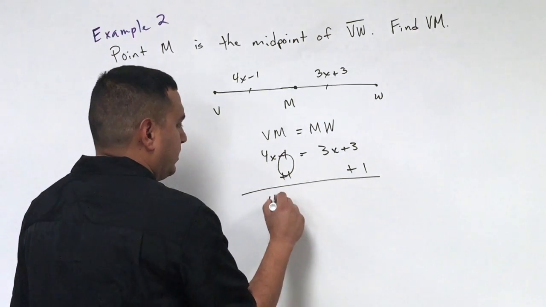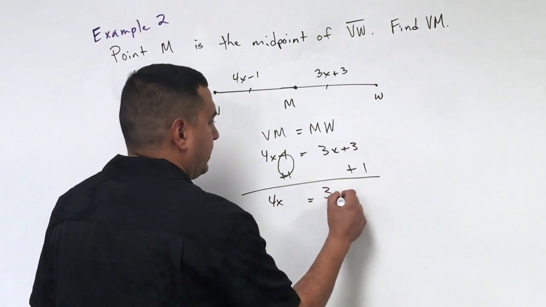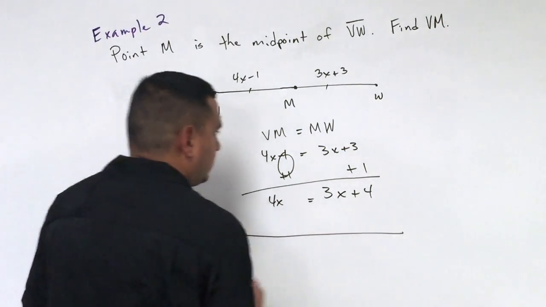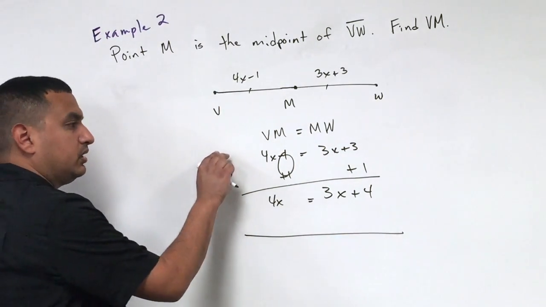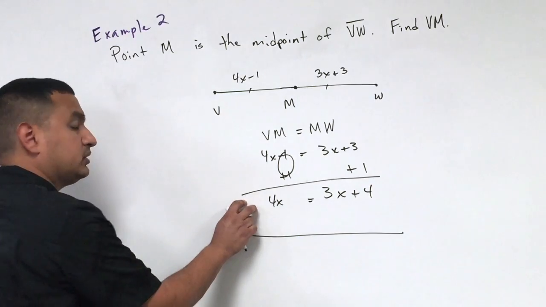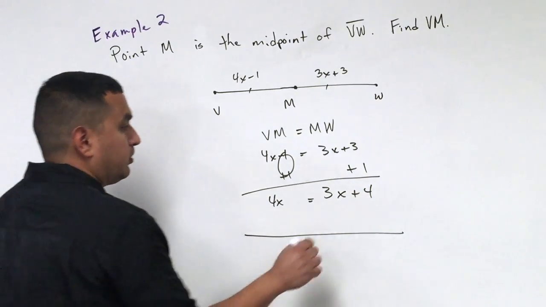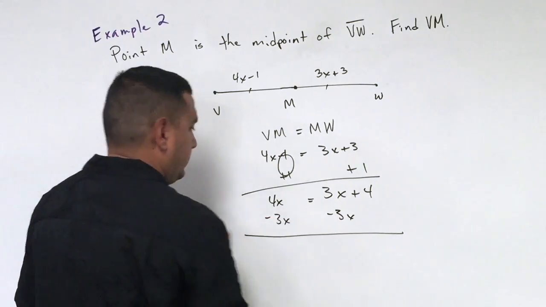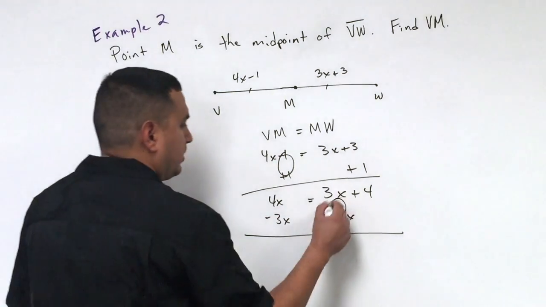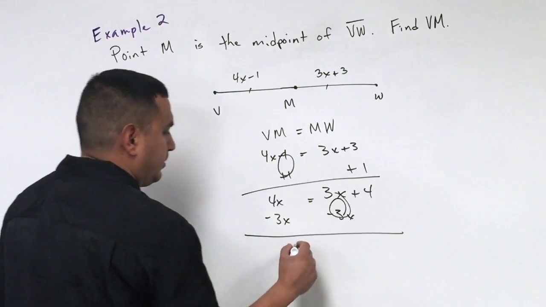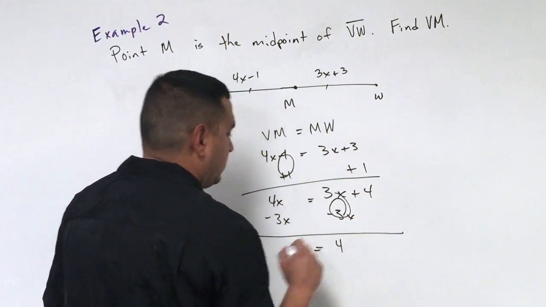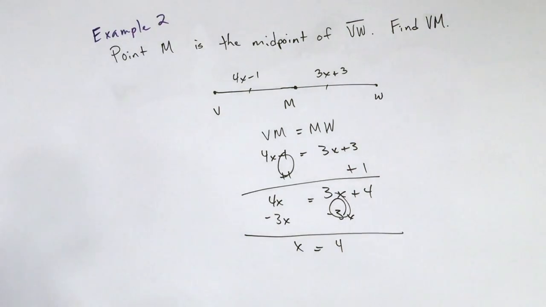Then I'd bring down my 4x on the left. I'd have 3x plus 4 here. Then I would have to subtract. I remember that we want to get our constants on one side and our variables on the opposite side. So I have this x right here that I have to get rid of. I have to move it to the other side, so I want to zero that out. 4x minus 3x is x. And then bring the 4 down, so that tells me that x is 4.